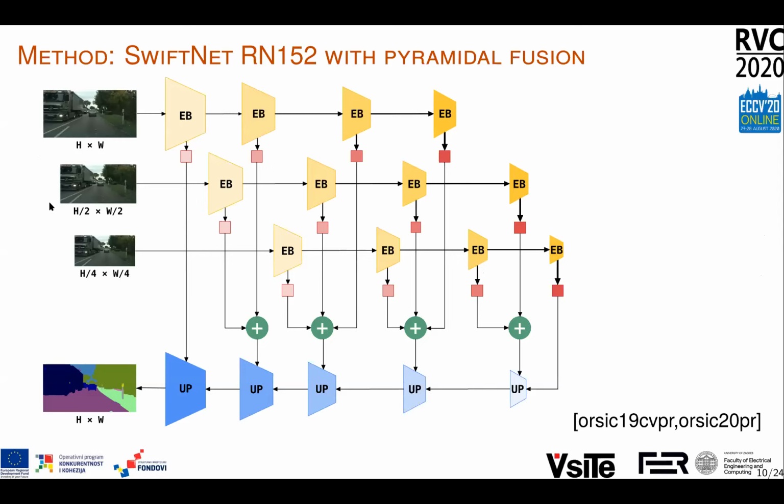The model used is SwiftNet with pyramidal fusion. A single ResNet-152 backbone, shown in yellow, operates on 3 scales of the image pyramid. Note that the same color intensity denotes shared parameters across the pyramid levels. The extracted features are then upsampled to 1/8 of the original resolution via compact decoders with 256 feature maps.